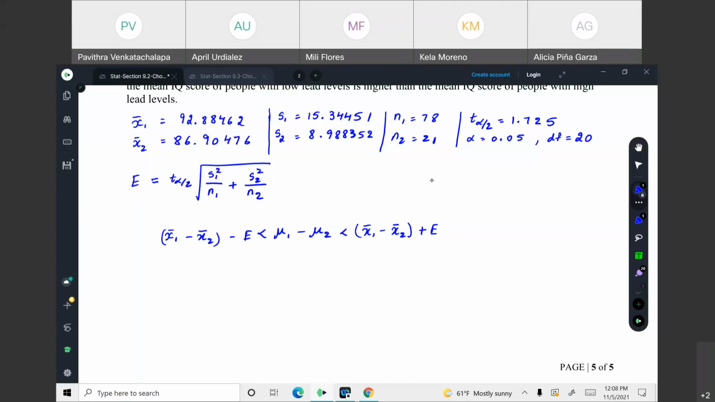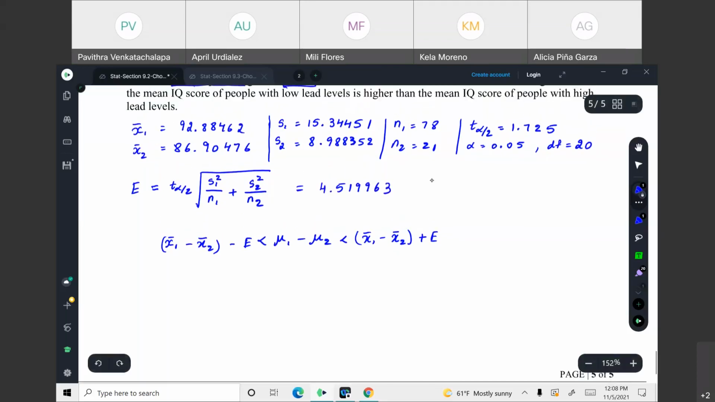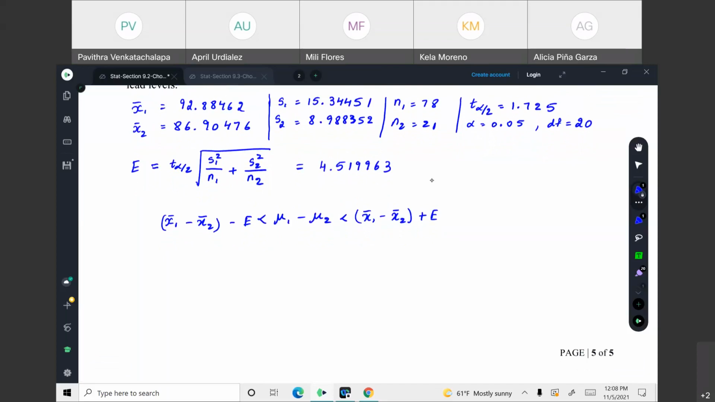Did you get the answer? If you have plugged it in correctly and did the calculation right, your answer must be 4.519963. This is for the margin of error E. And you're going to do the same thing here, plugging in x1, x2, and E. So this has to give you 1.5 less than mu1 minus mu2 less than 10.5.